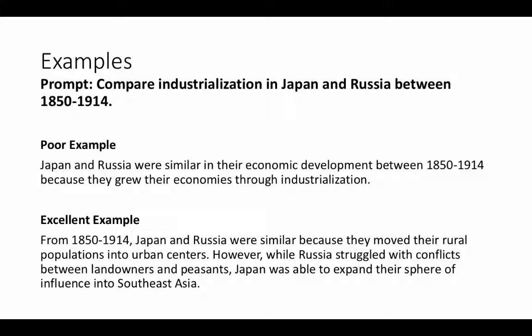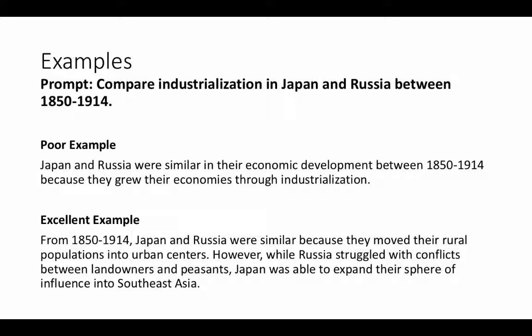So they have to do some interpretation here, and it would be economics is what they want to do. So here's what I consider to be a poor example. Japan and Russia were similar in their economic development between 1850 to 1914 because they grew their economies through industrialization. In the end, this really is just a repetition of the prompt. There's not much that's being said here that adds value to the overall prompt.